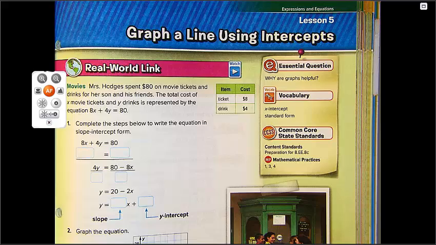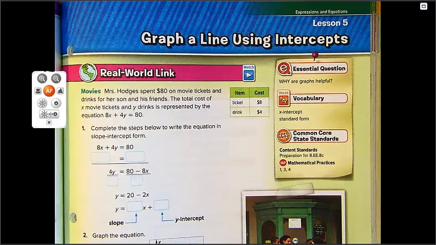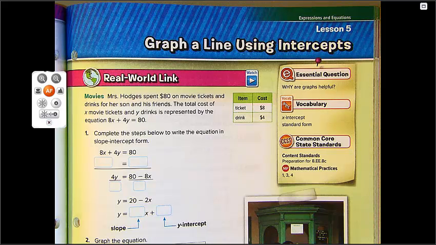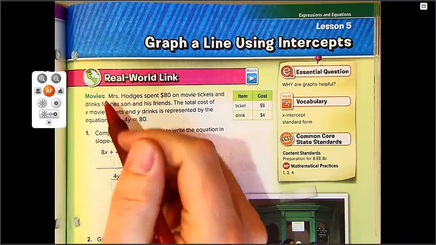So go ahead and go to page 209 in your book. It should look like this at the top. It should say Lesson 5, Graph a Line Using Intercepts. Okay? Now, the great thing about these problems is that there's usually a situation to follow that the graph should hopefully make sense with, if you understand the graph and understand the situation. So here's our situation today.